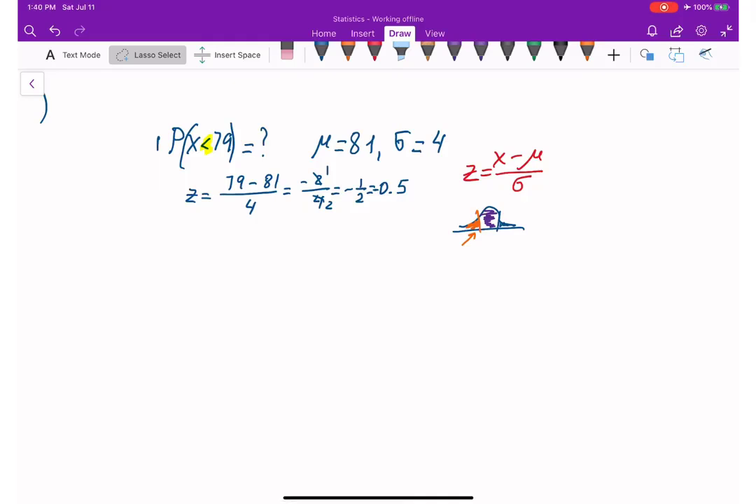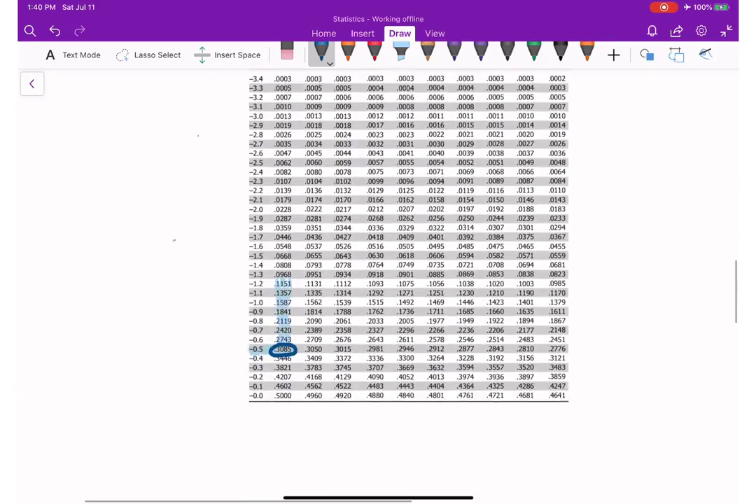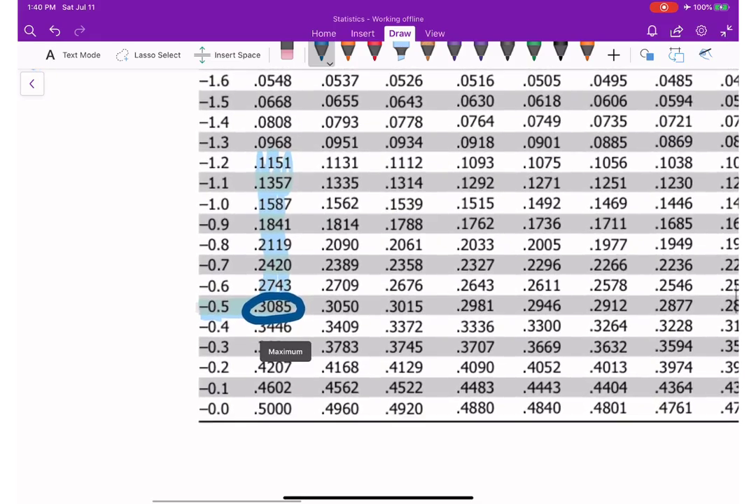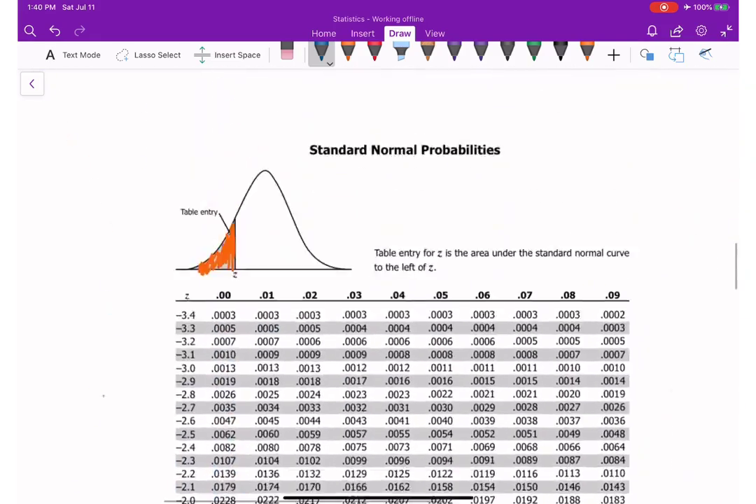So probability for z-score less than negative 0.5 is going to be equal, how much we got? Let's see, I forgot. 0.3085. Okay.